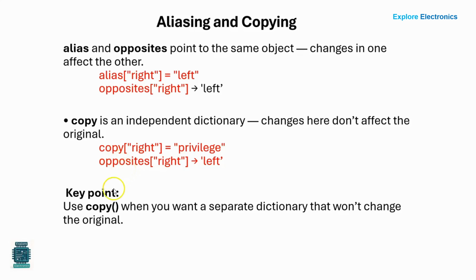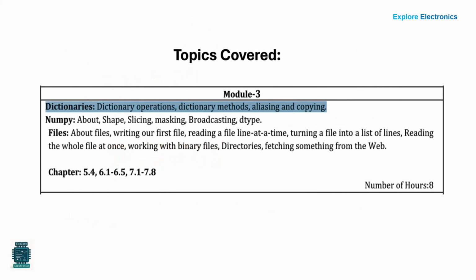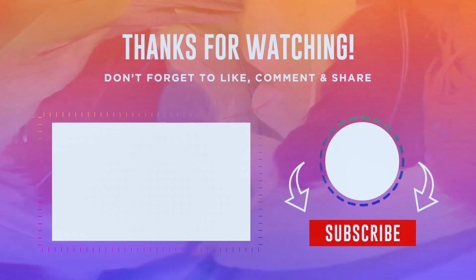Clear? Use copy when you want a separate dictionary that won't change the original. Whenever we want a separate dictionary that doesn't affect the original one, at that time we have to use the copy method. Clear? Here completes the dictionaries part, which is from module 3.